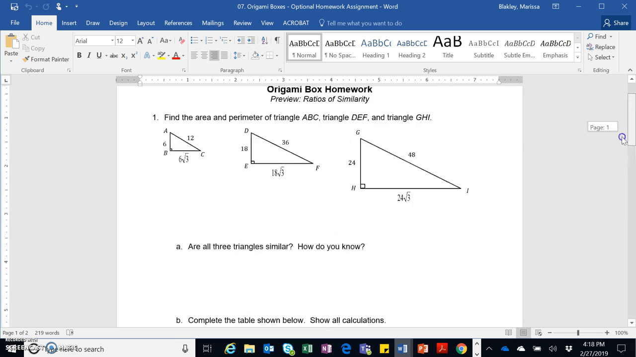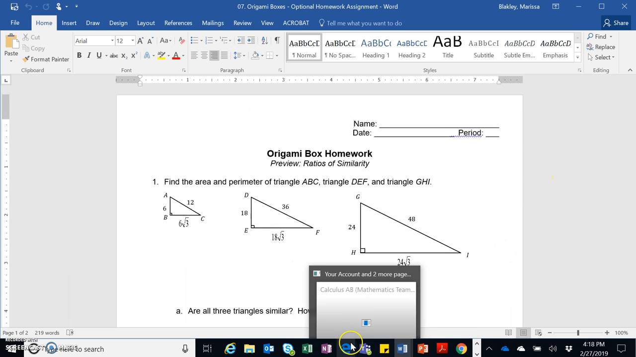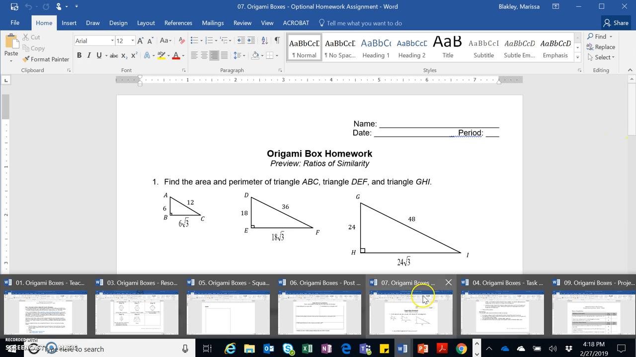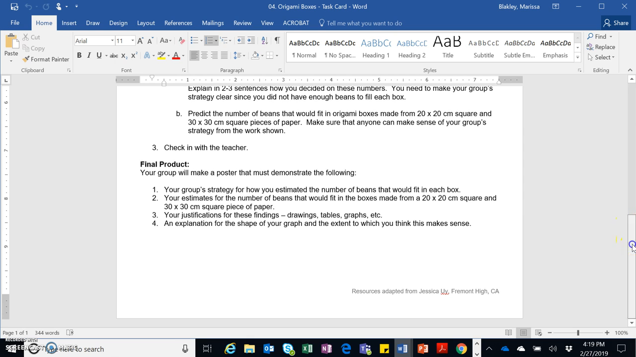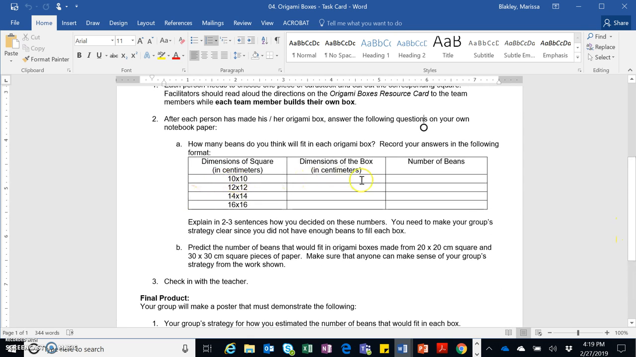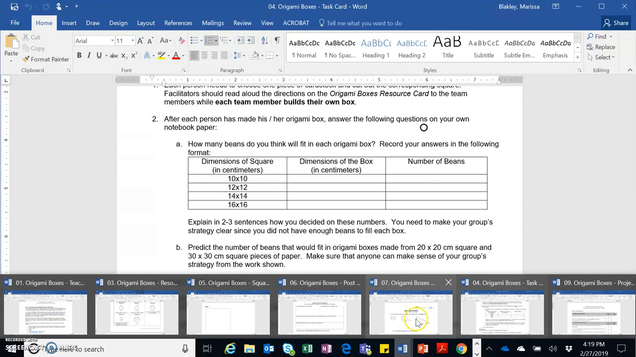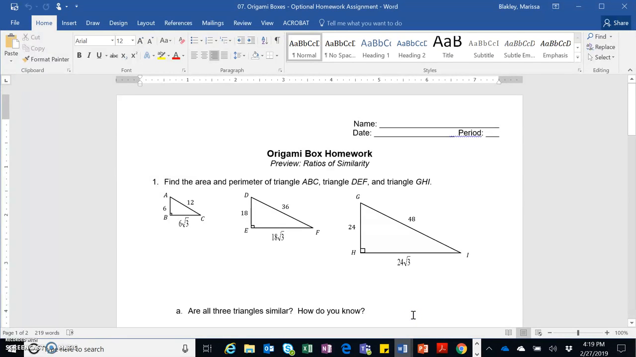So this is the ideal outcome of the origami boxes, is that they're able to see, let me find it, hey, if I just take the 10 by 10 box that I have in front of me and that estimate, if I want to predict what's going on in the 20 by 20 and the 30 by 30, I should be able to use my scale factor to figure out how the volume is impacted. So that's the goal, but sometimes they need a little bit of pushing to draw that conclusion, and this homework assignment really leads them to that.